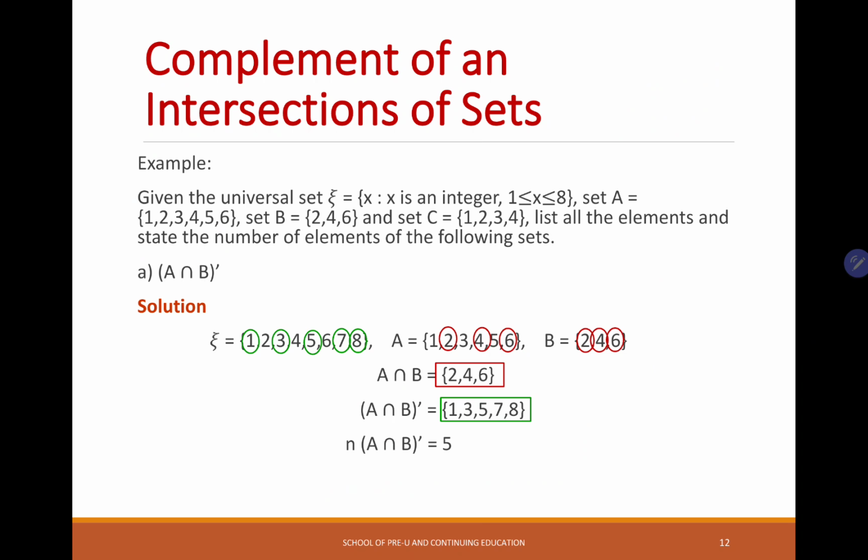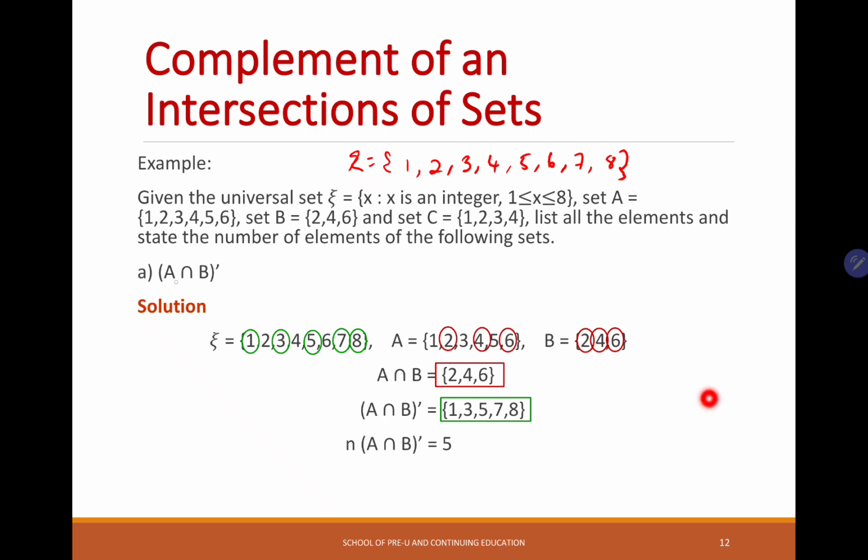Okay, let's go through an example. Given the universal set is x, an integer between 1 until 8. So the universal set is 1 until 8. And then set A is equal to 1, 2, 3, 4, 5, and 6, and B is 2, 4, 6. List all the elements and state the number of elements of the following sets.